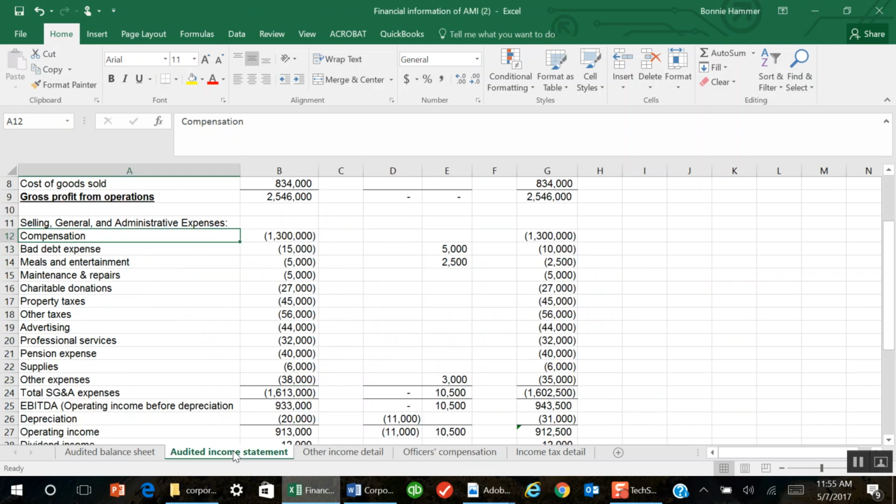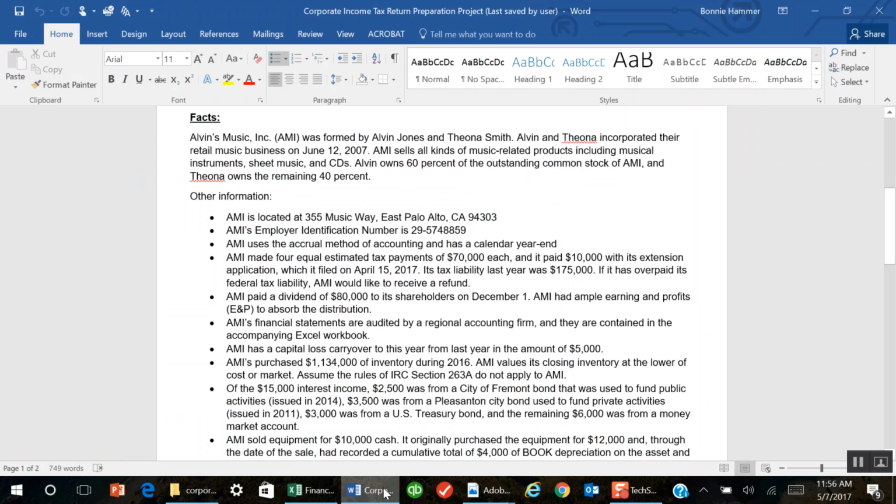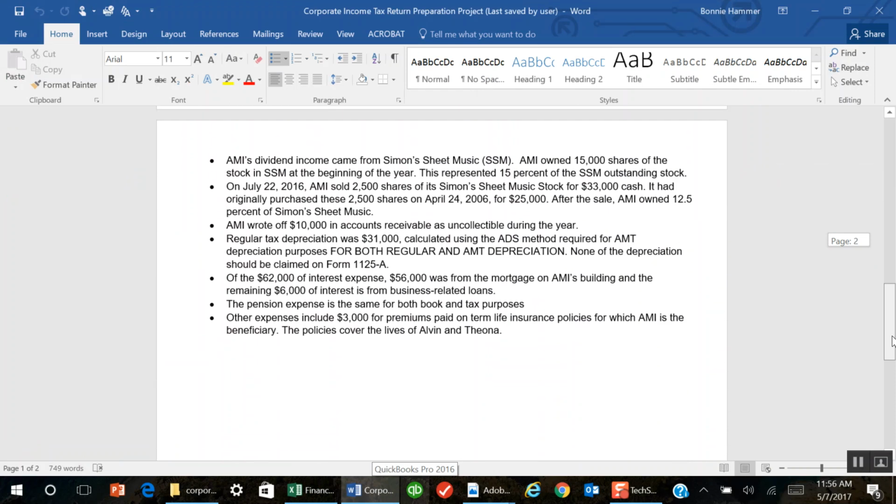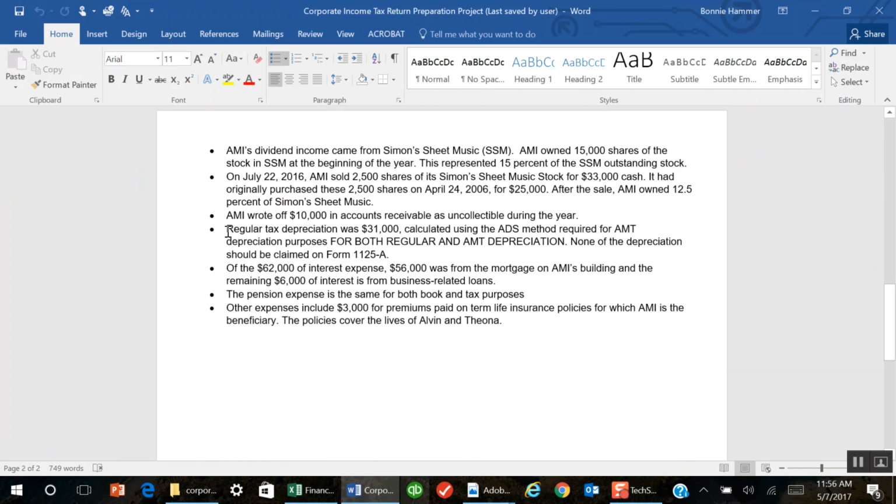Okay, so moving on down the line here, when we get to bad debt expense, most of you got this wrong. There were a few people, 1 or 2 people that got this right. Here's how you calculate this. First of all, the information I gave you with regard to bad debts is I told you AMI wrote off $10,000 in accounts receivable as uncollectible during the year.